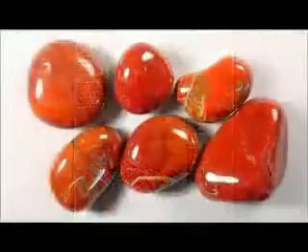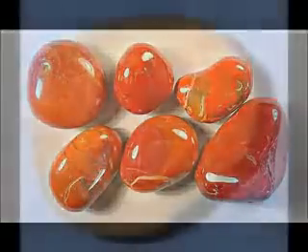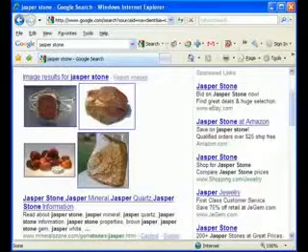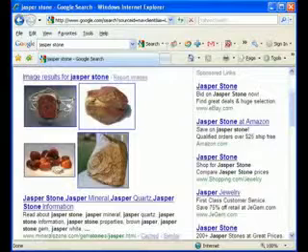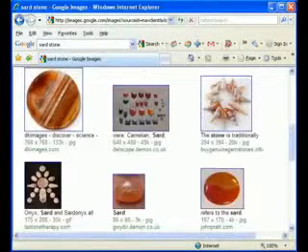Jasper is an opaque variety of quartz. Its color is described as being reddish, brown, or even yellow in color. What about sardine, or what they call sard? What is a sard stone? Sard is orange or red to brownish red, or what they call chalcedony.